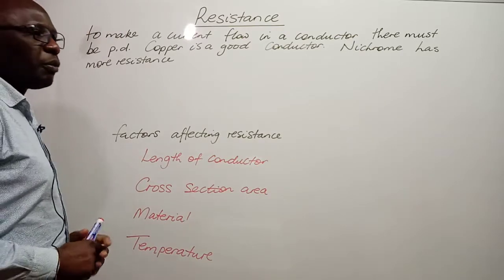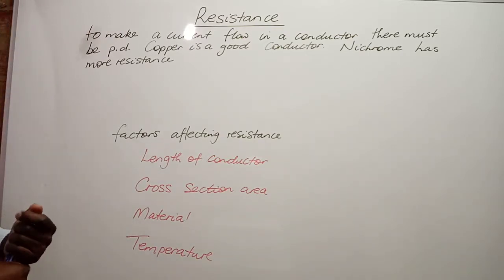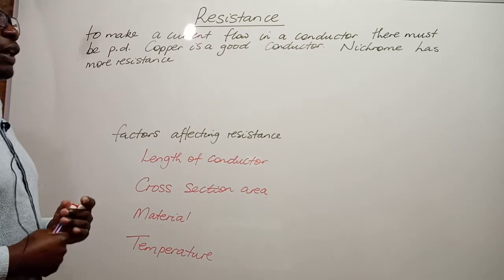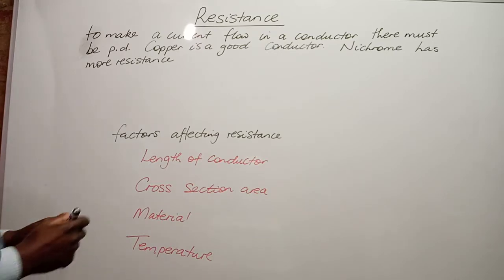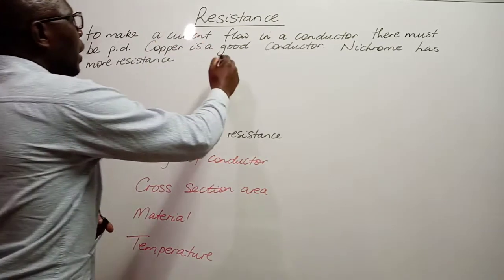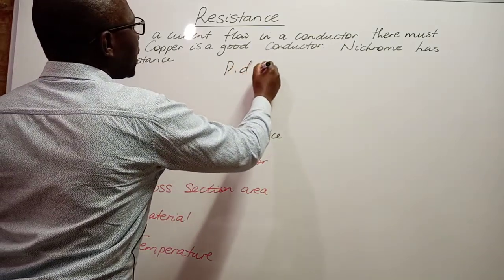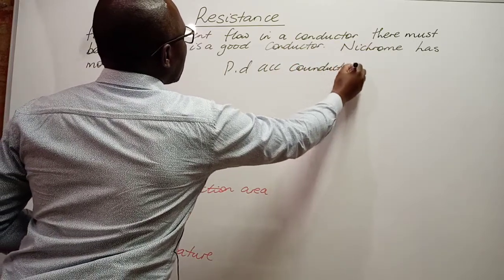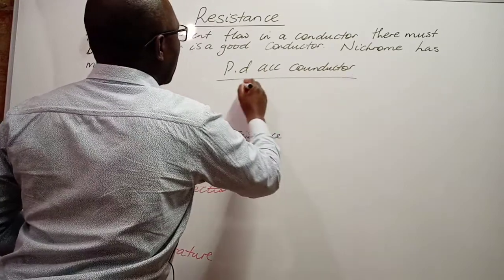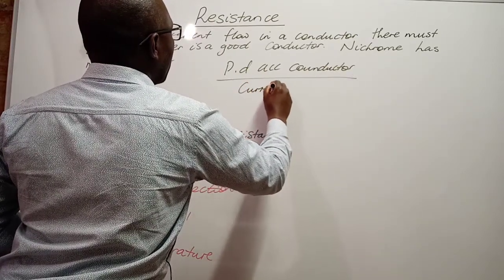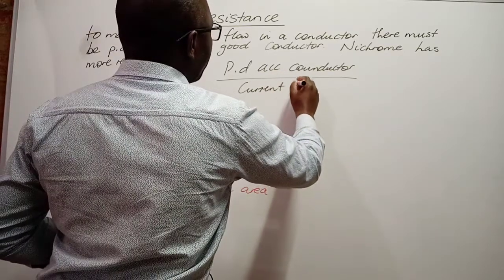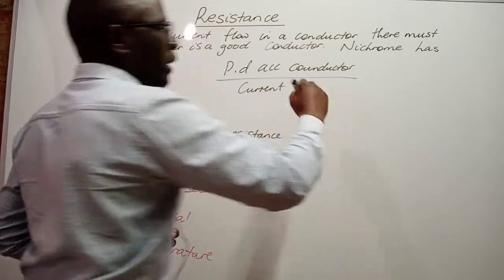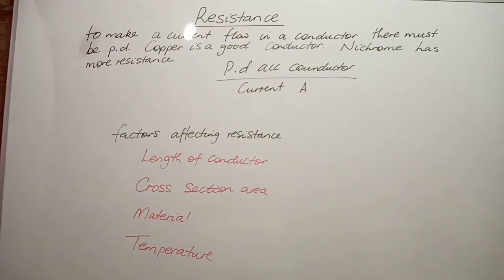So the formula that we use to calculate resistance will be the potential difference across the conductor over the current through the conductor. So that will be the potential difference across a conductor over the current that is flowing through the conductor, which is in amps, right?